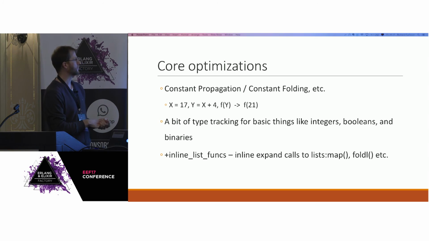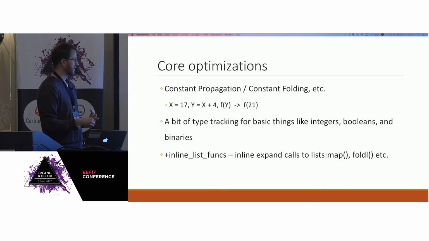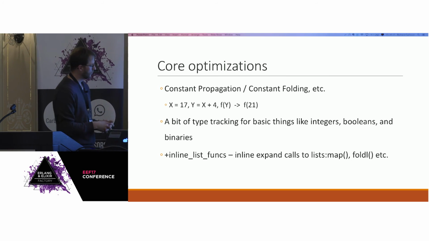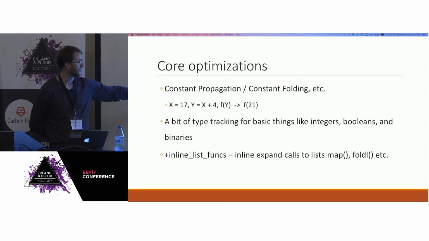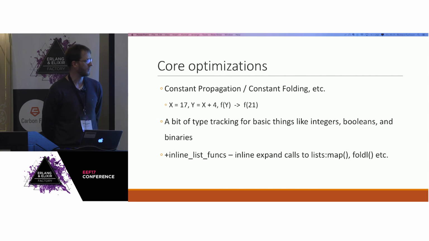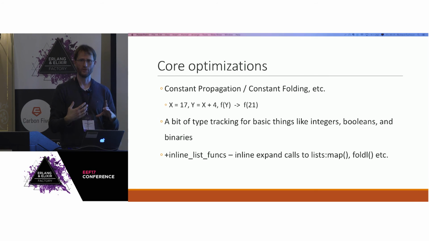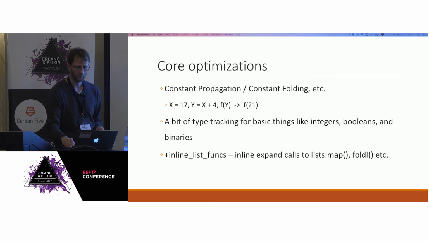There's some extra stuff like type tracking for basic stuff like integers, booleans. There's no proper type analysis happening right now, but there could be, if somebody had time to implement it. There's also a neat little option that not many people know about. It's called inline list functions, list funcs. And that tells the compiler that whenever you have a call to lists map or something like that, it will actually inline the body of a typical map implementation in your code. So you won't actually make any call at runtime to the lists module. You'll just have a piece of code that does the looping for you in your own module.